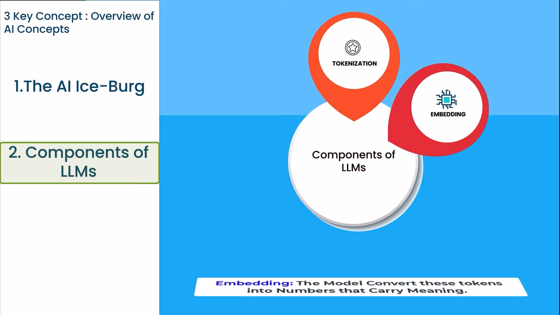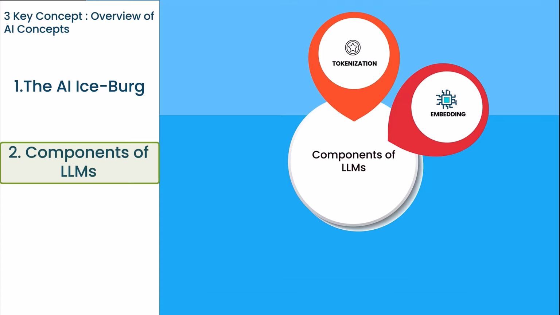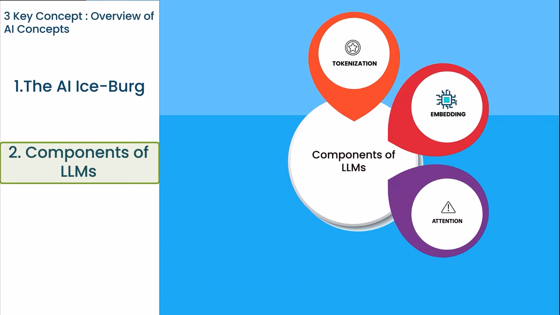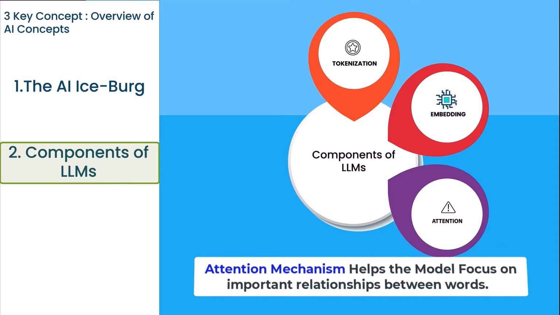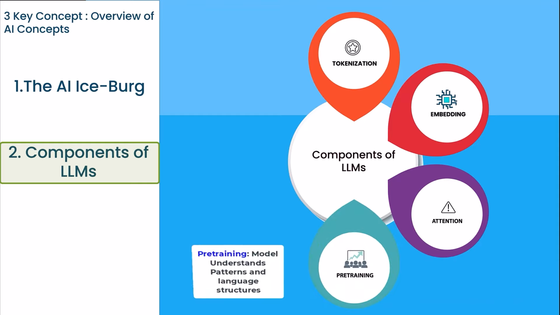Embedding. Next, the model converts these tokens into numbers that carry meaning. It's like translating words into a secret numerical language the AI can understand. Attention mechanism. Now here's where it gets interesting. The attention mechanism helps the model focus on the important relationships between words, kind of like highlighting the key sentences when studying for an exam. Pre-training. Imagine the model is a student reading all the books in the world to understand patterns and language structures. That's pre-training in action.